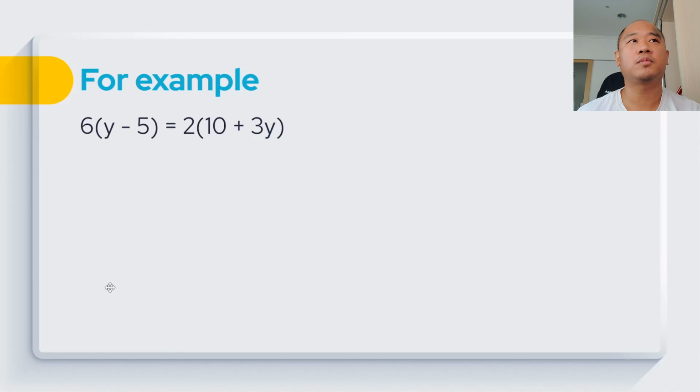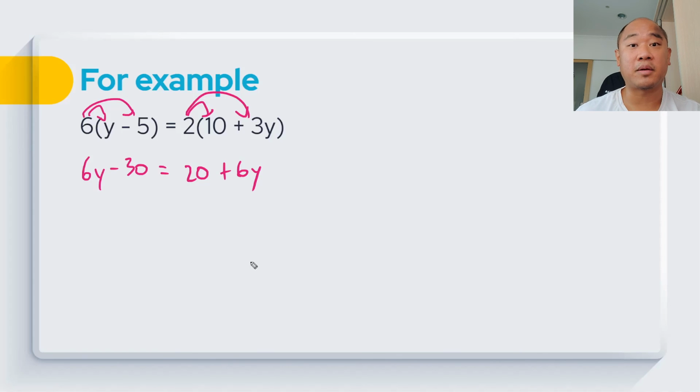Okay, how about this one? What do you think this one is? So here again, we're going to distribute. 6y minus 30 equals 20 plus 6y. And again, you might be able to see what's happening here already. If we use the commutative property, we can move these two around. 6y minus 30 equals 6y plus 20.